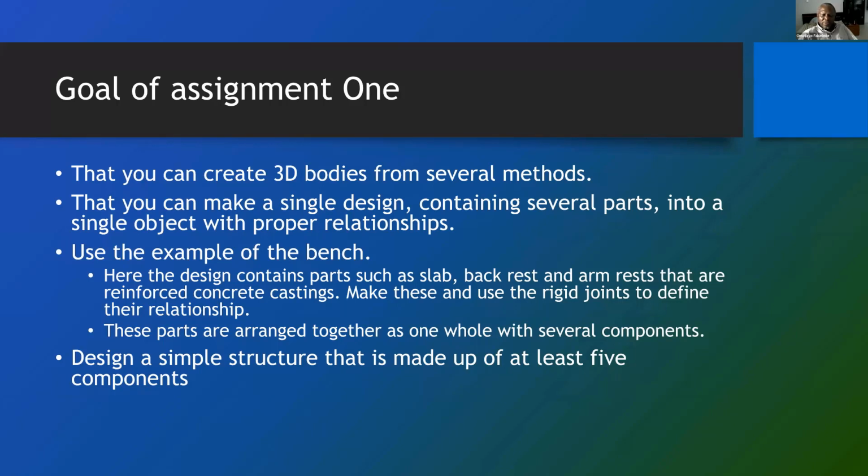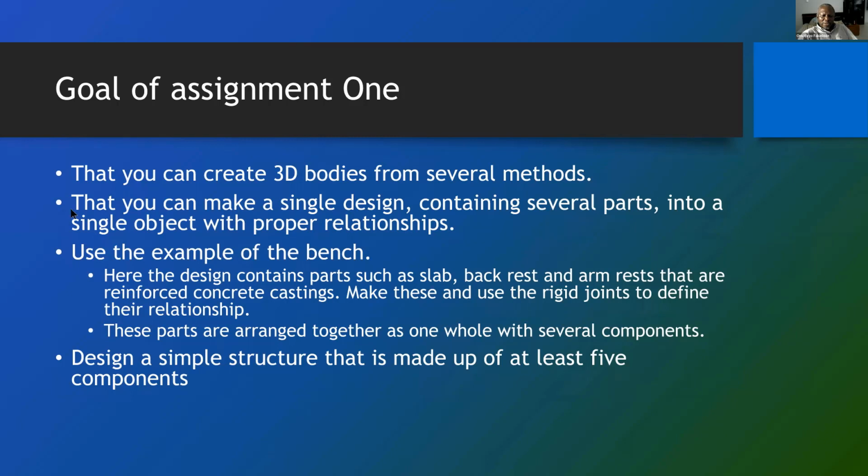Use the rigid joints to define their relationship. These parts are arrayed together as one whole with several components. You can use as-built joints by creating all of them in the final location they are supposed to be. Remember, the reinforcements are created using parts and sweeps.